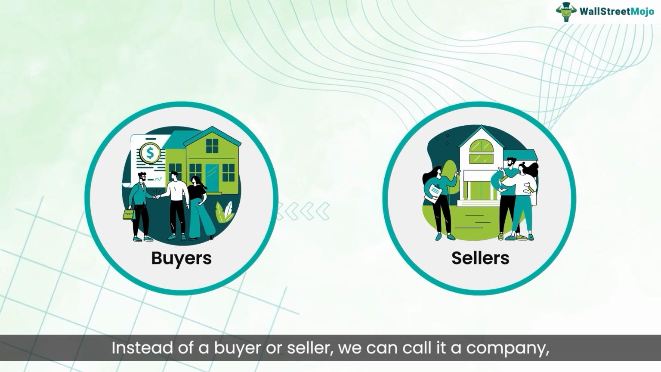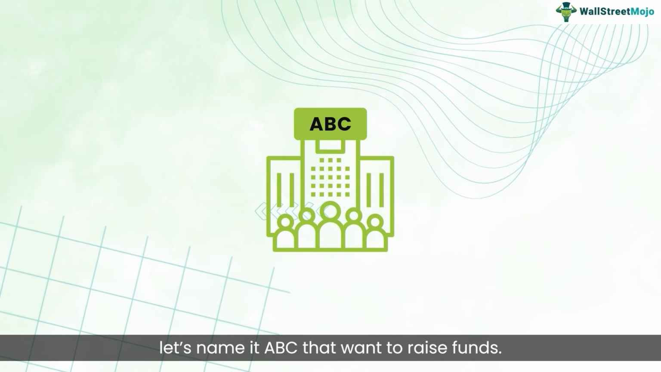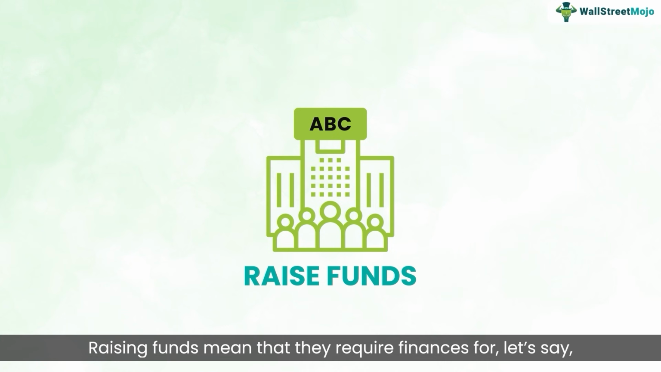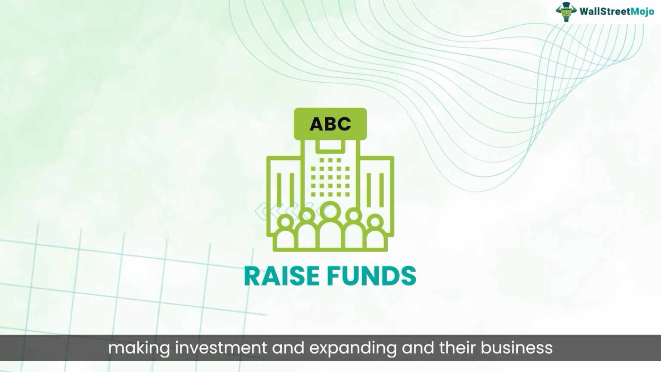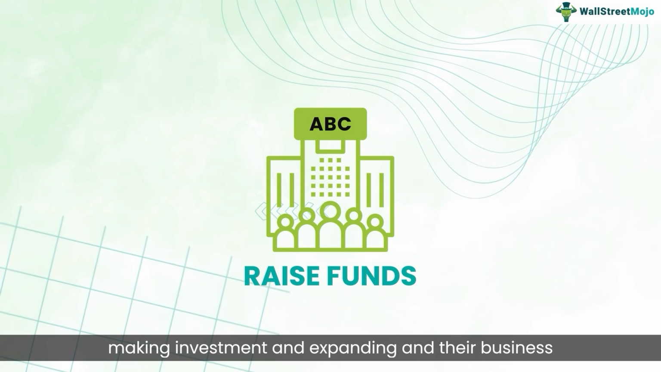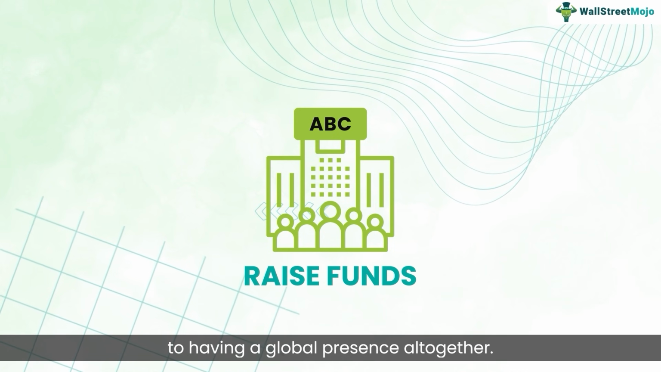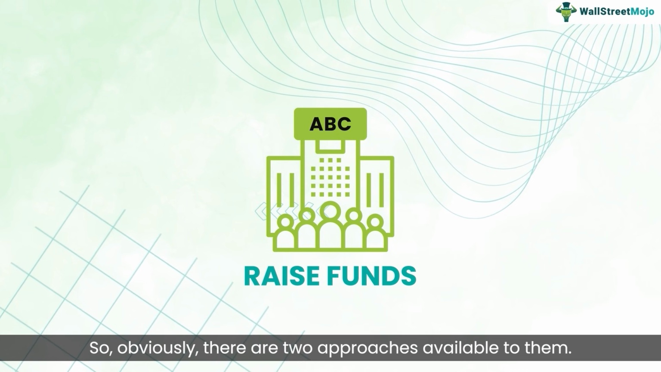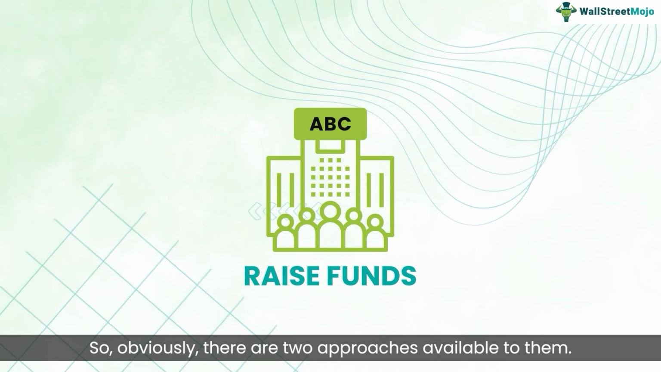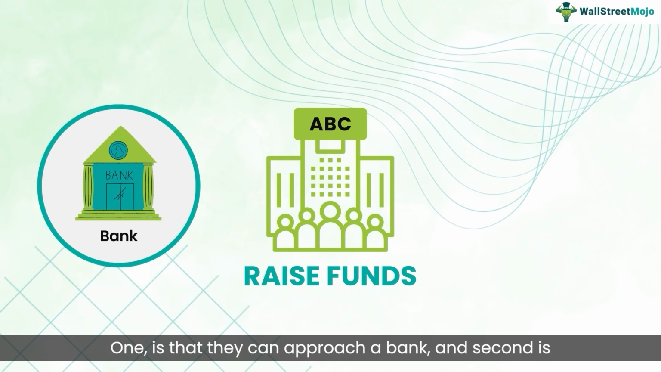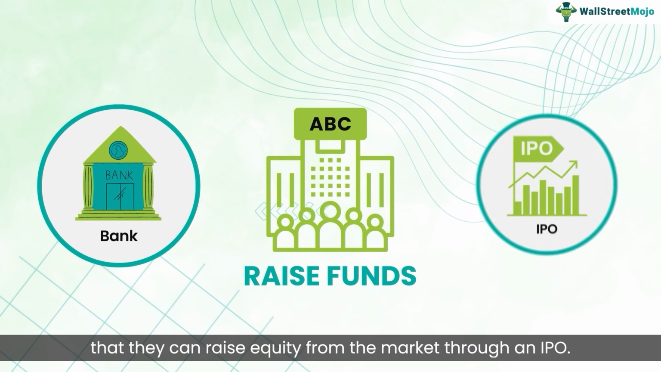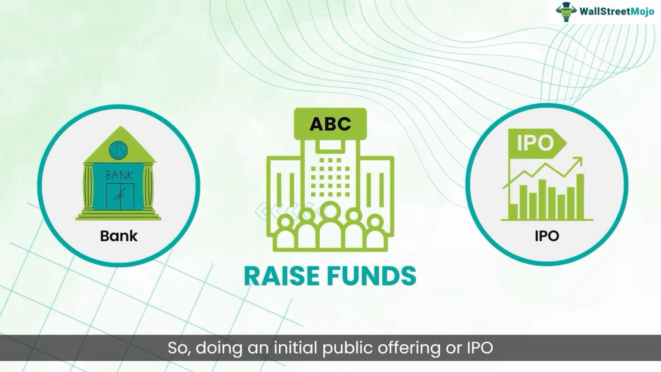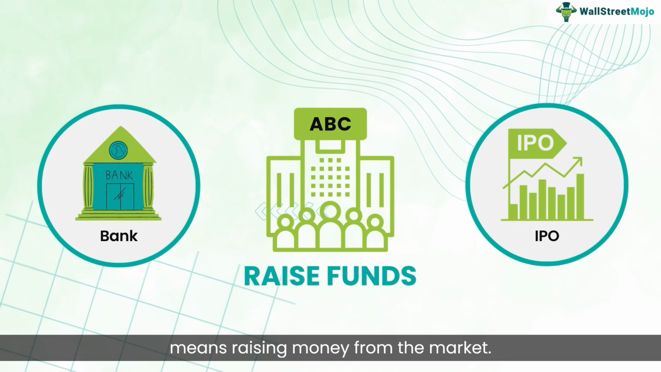Instead of buyer or seller, we can call it a company. Let's name it ABC, which wants to raise funds. Raising funds means that they require finances, let's say, for making investments and expanding their business from a very small city to having a global presence altogether. So for that, they require funds. Obviously, there are two approaches available to them. One is that they can approach a bank, and the second is that they can raise equity from the market through an IPO. Doing an initial public offering means raising money from the market.